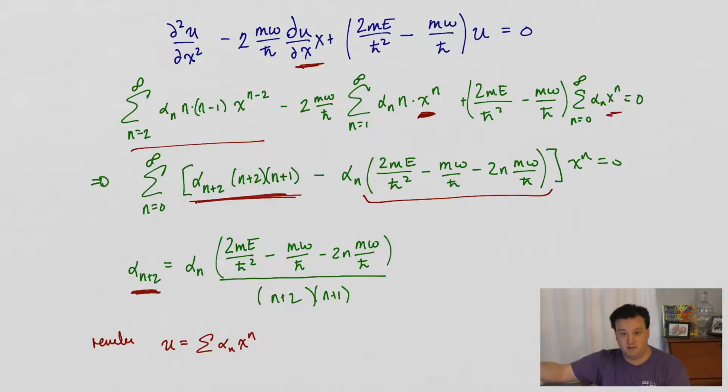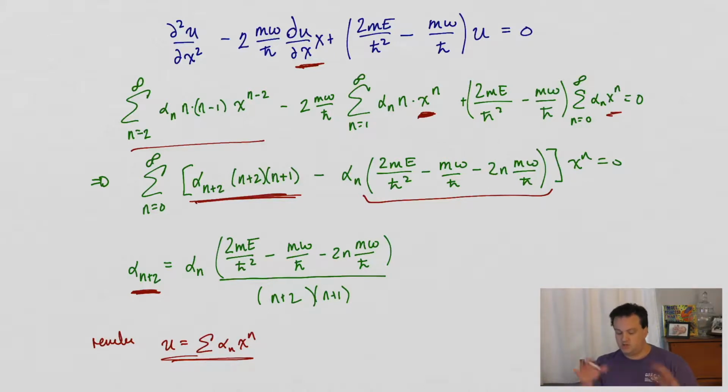That is, what's the coefficient in the power law in the polynomial for the n plus 2th term related to the nth term. Okay? And again, remember what this means is that when I'm reconstructing the function u, I need to know what all of those alpha sub n's are. I multiply them by x to the n, I sum over all of the n's, and that gives me what the function u is. Then I plug that into my definition for psi, and that gives me what the wave function looks like.